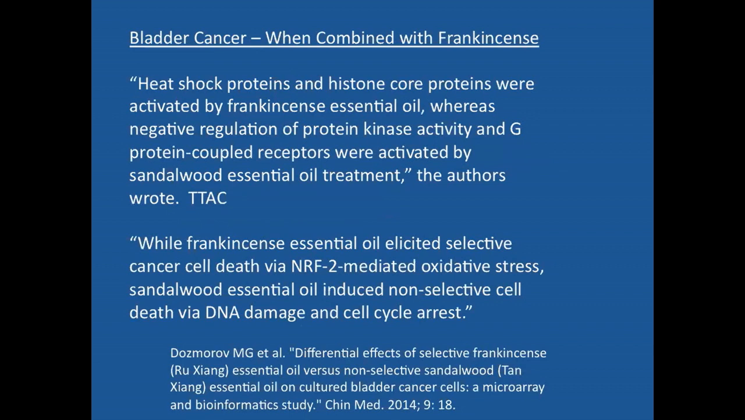Looking at bladder cancer, and especially combined with frankincense, it has a synergistic effect. Heat shock proteins and histone core proteins were activated by frankincense essential oil, whereas negative regulation of protein kinase activity and G protein coupled receptors were activated by sandalwood essential oil treatment. Those are the authors of the paper that is being cited here. The frankincense essential oil had a selective cancer cell death via the NRF2 mediated oxidative stress pathway, and sandalwood essential oil induced non-selective cell death via DNA damage and cell cycle arrest.